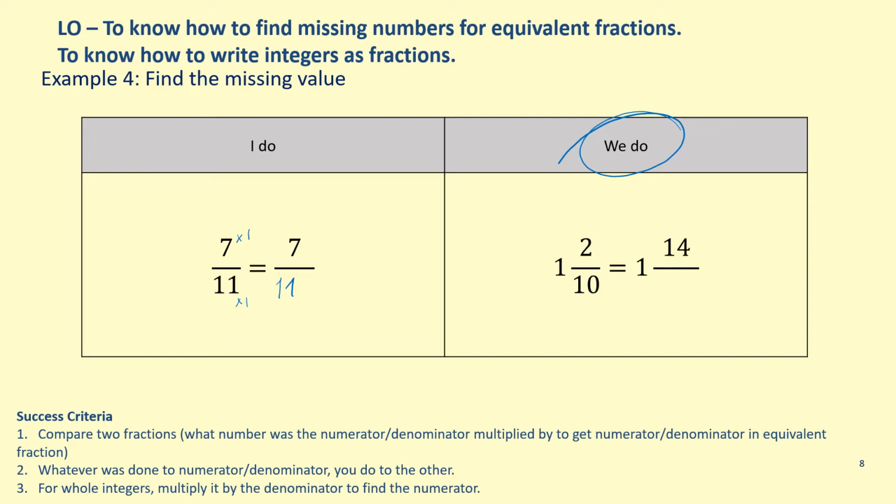I hope you have noticed that the 1 is in here. We don't need to do anything to it, we just change the fraction. You should have compared the numerators to get this denominator. So 2 times 7 is 14. Whatever you do to the numerator, you need to do to the denominator. So 10 times 7 is 70. If that's what you've got, well done.